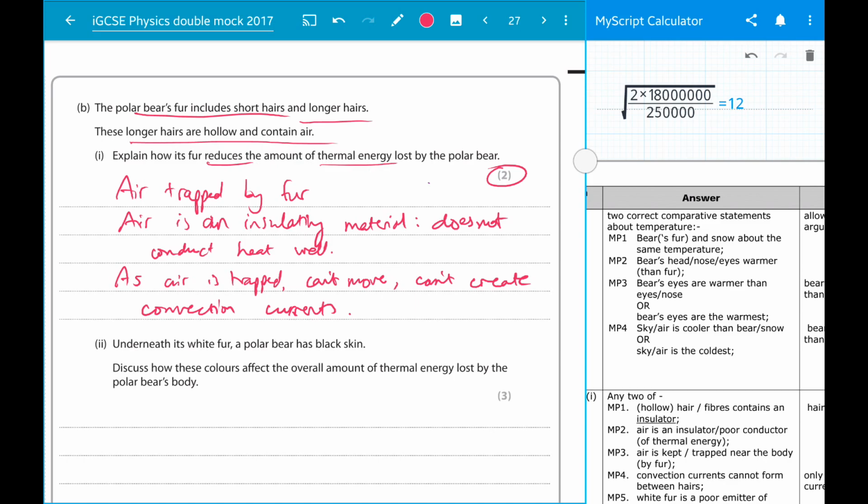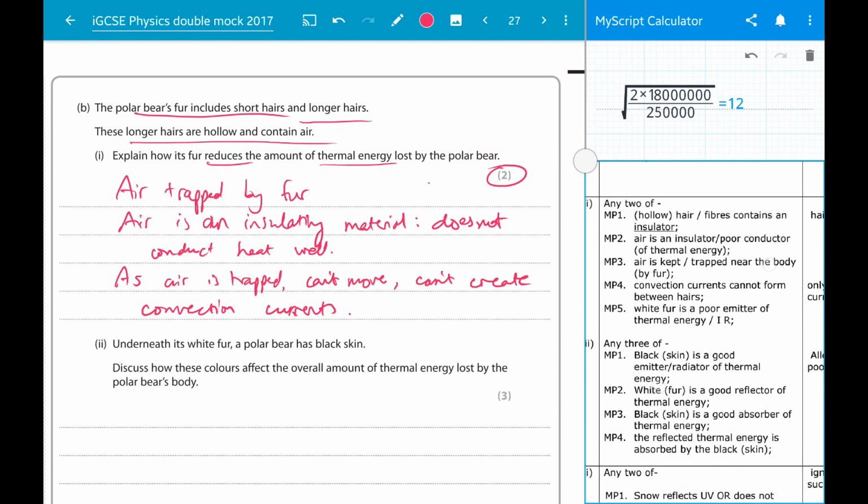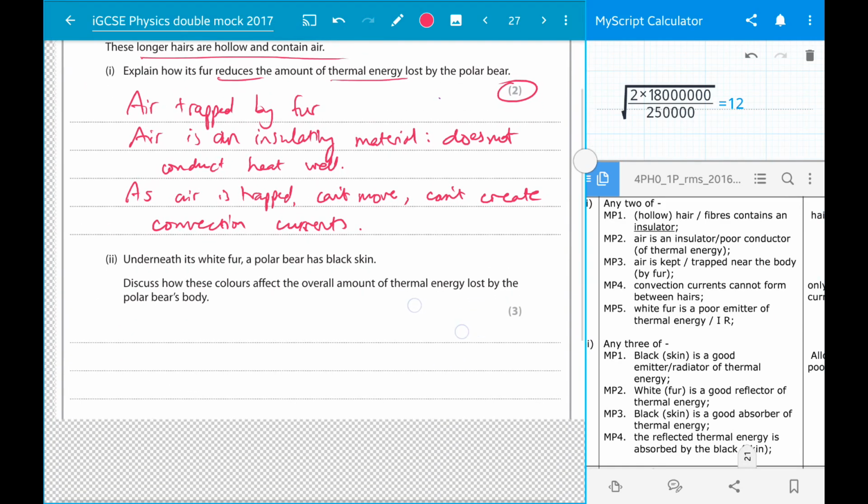So there are other things you could say as well. And on the mark scheme, you've got the hair is an insulator, the air is an insulator, the air is kept trapped near the body, convection currents can't form. White fur is a poor emitter of thermal energy, or infrared energy.